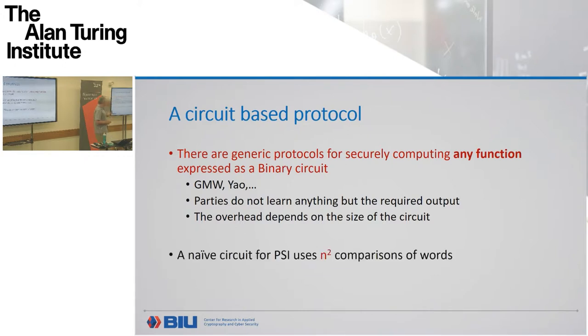The problem is that a naive circuit for doing PSI has to compare each item of the first set with each item of the second set. So it's going to be doing n-square comparisons. And this might be too much. If n is a million, this is too much. And n is a million. So can we do better?